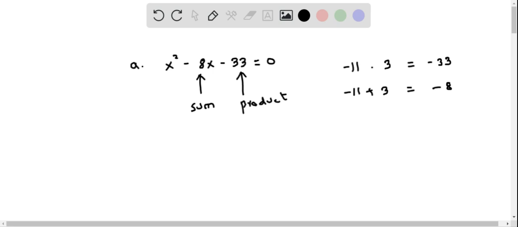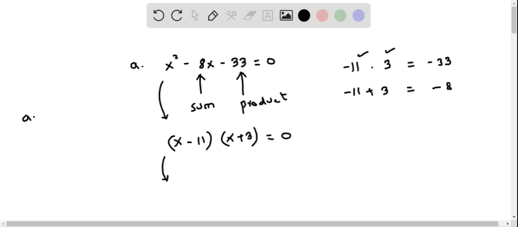So these two numbers satisfy the product as well as the sum, and therefore we can write this quadratic equation as a product of two linear terms. That is x minus 11 times x plus 3, where one of the factors is 11 and the other factor is 3, and this equals 0. Now we apply the zero product property.